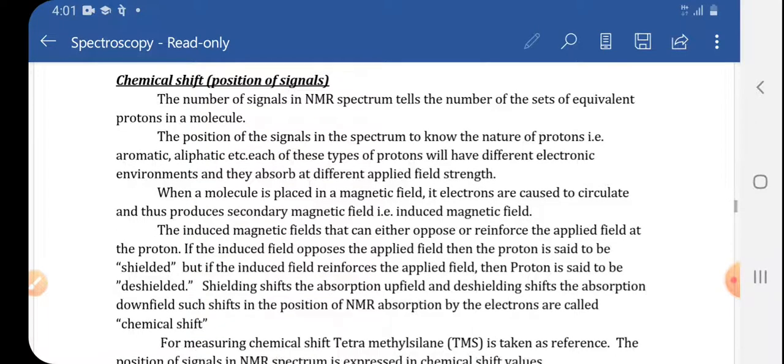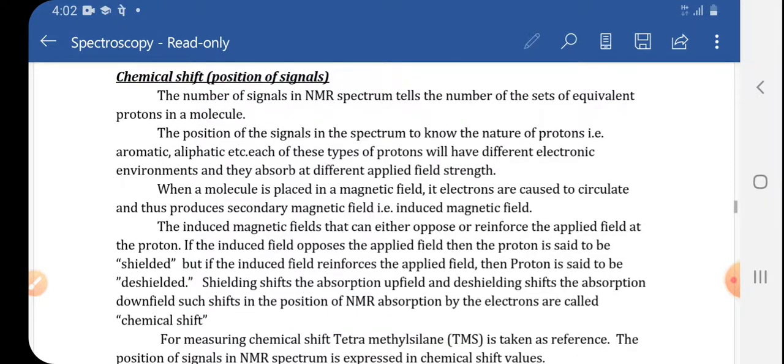When the molecule is placed in the external magnetic field and electromagnetic radiation is passed, then the protons undergo resonance, that is the NMR. It gives the NMR peaks in the NMR spectrum.